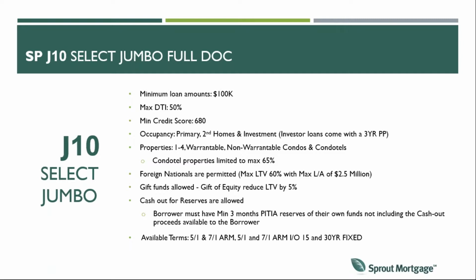Gift funds are allowed. If we are going to use a gift of equity, that is permitted, but we're going to reduce the LTV by 5% if you're using a gift of equity. Cash out for reserves is allowed, but keep in mind, just like we discussed earlier, that the first 3 months of PITIA has to be from the borrower's own funds. We can't use cash out proceeds for that. Once we've documented those 3 months in reserves from the borrower's assets, the cash out proceeds can be used to satisfy the remaining reserve requirement. And then available terms on the J10 are 5-1 and 7-1 ARMs, interest-only options, and 30-year fixed.